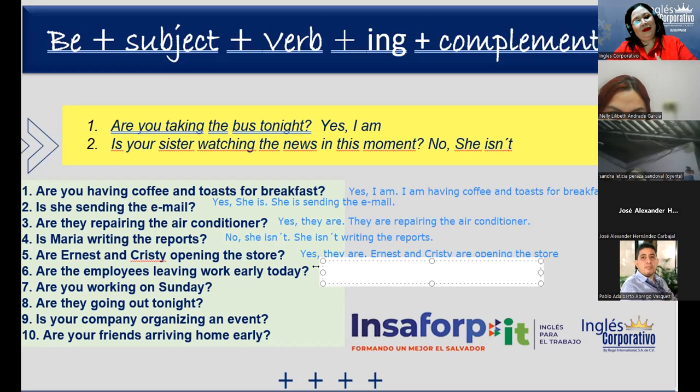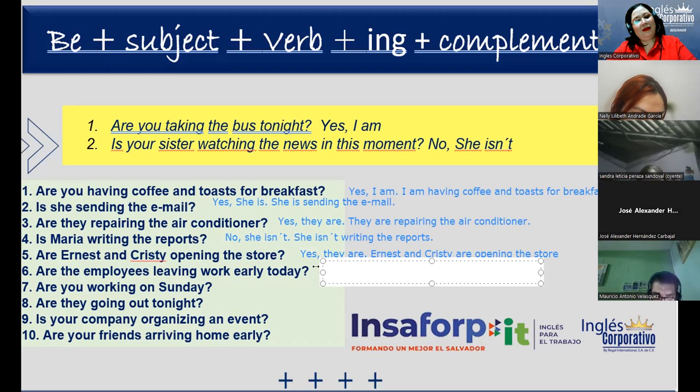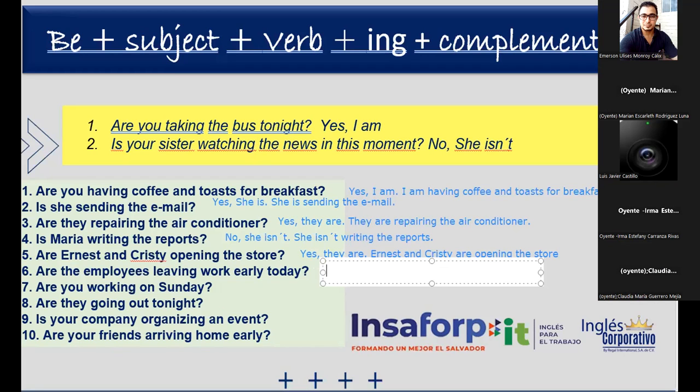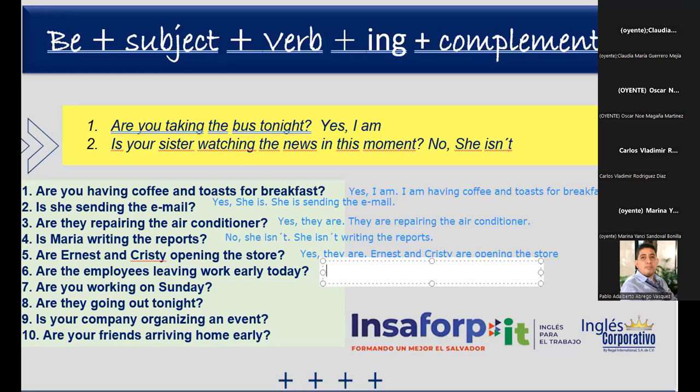Thank you. And disconnect the power. ¿Verdad que sí se nos desconectó? ¿Pablo?